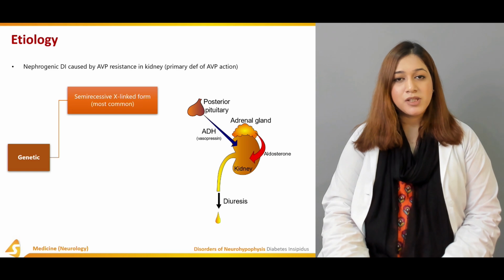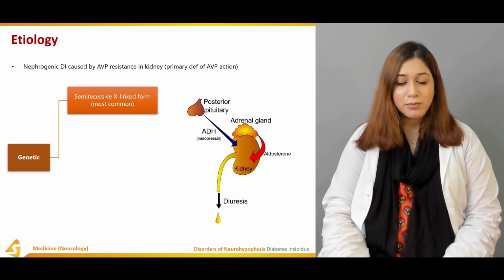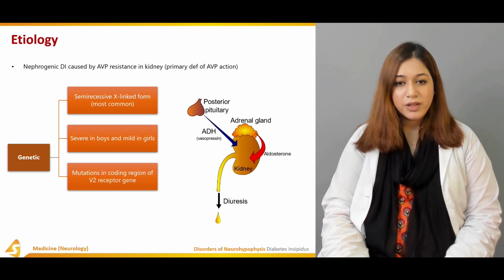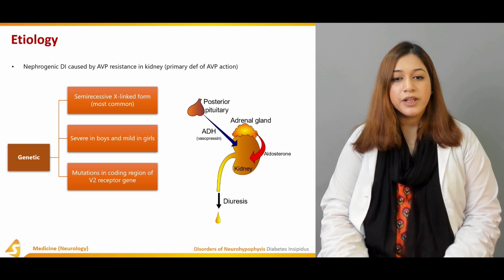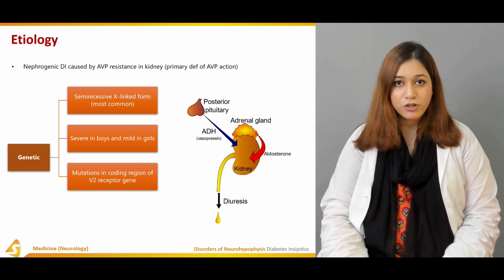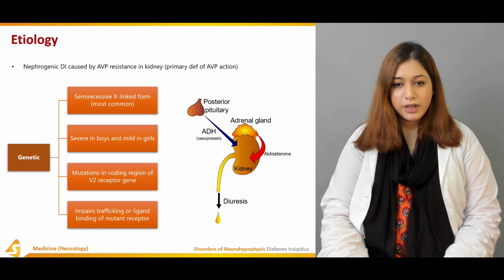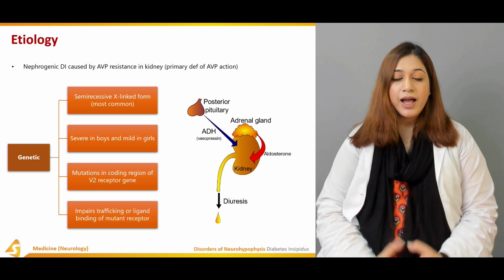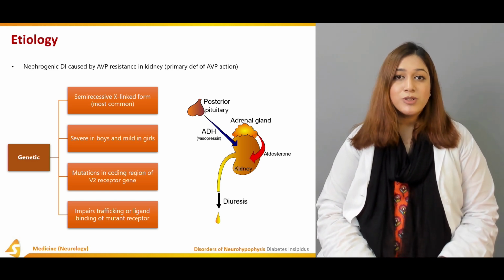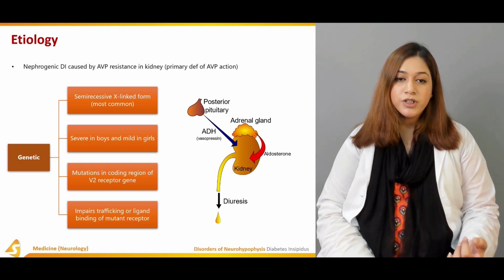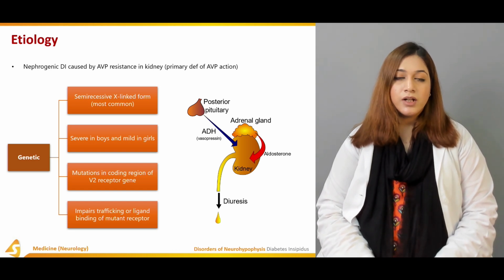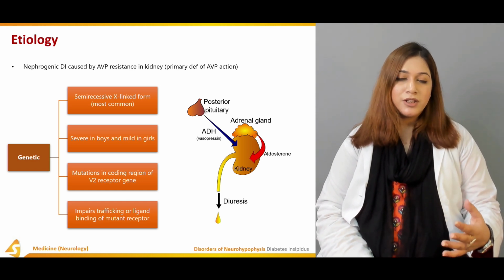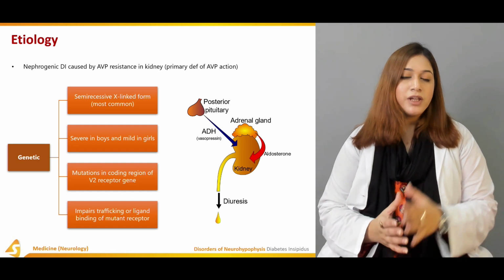the semi-recessive X-linked form, which is the most common among nephrogenic diabetes insipidus. It is severe in boys and mild in girls. The mutations occur in the coding region of the V2 receptor gene. It impairs trafficking or ligand binding of the mutant receptor, as compared to the autosomal dominant type of pituitary diabetes insipidus, in which the mutant allele was affecting the trafficking through the endoplasmic reticulum.